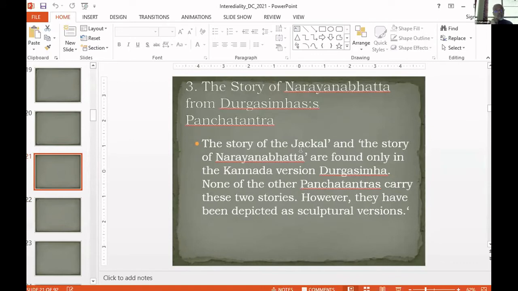Now, in order to show that the story might come from somewhere outside, that means the text need not have to be central to the tradition, that means textual tradition. I talked about the other case.